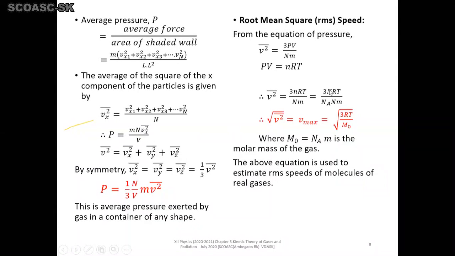At this moment, the mean square velocity is 3 nRT upon n into m. Now, instead of n, I'm going to put capital N into the Avogadro's number. N and n will get cancelled, giving 3 RT upon m into Na. If I take the square root, I call it the root mean square velocity, which is the square root of 3 RT upon m into Na. And I told you what m into Na is. It is nothing but your molar mass. Small m is the mass of one particular molecule, Na is the Avogadro's number. And this is the RMS velocity, or root mean square speed, of the molecules, the estimated value for real gases.